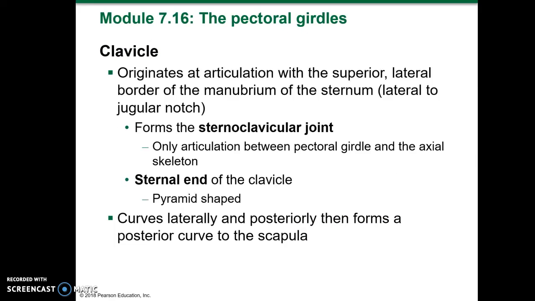If we look at the clavicle in more detail, it originates at the articulation of the superior lateral border of the manubrium of the sternum, lateral to the jugular notch, and it forms a sternoclavicular joint. The only articulation between the pectoral girdle and the axial skeleton occurs right here. The sternal end of the clavicle has a pyramid shape. The clavicle curves laterally and posteriorly, then it forms a posterior curve to your scapula.